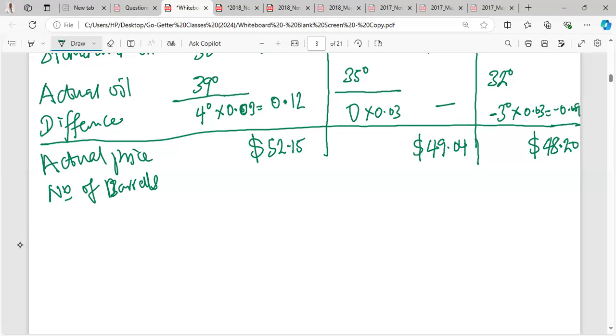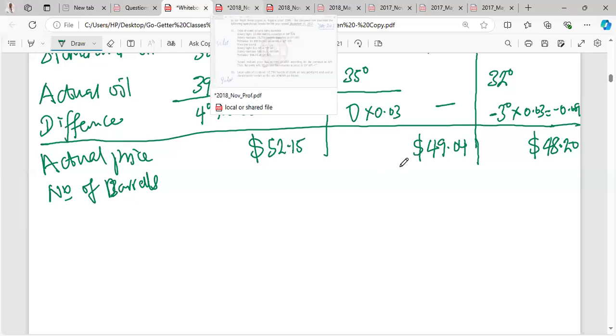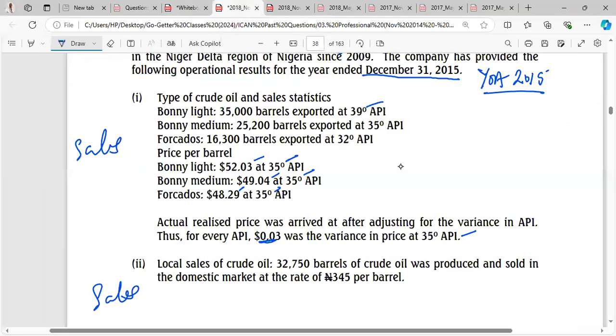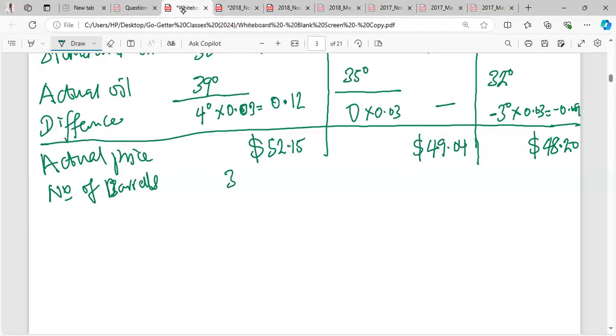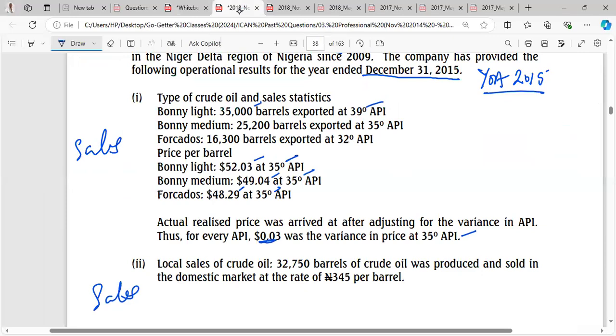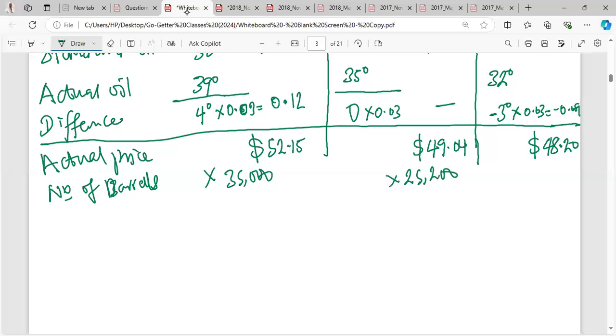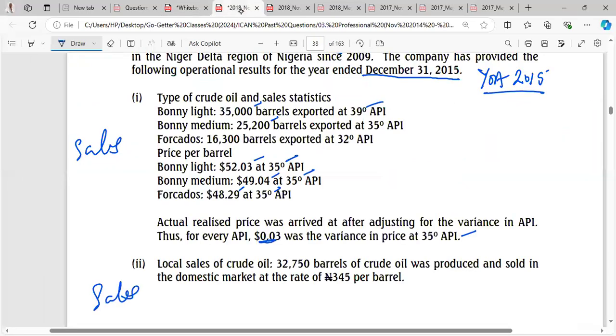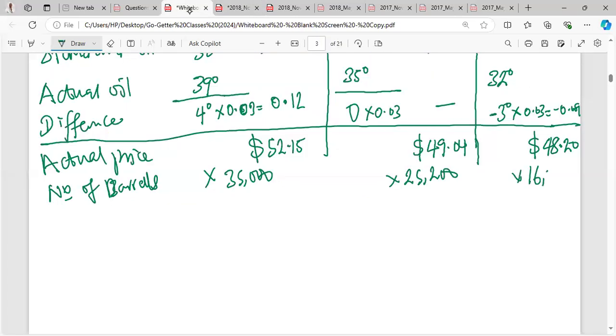So let's get the number of barrels. The number of barrels here, the first one is 35,000 barrels. So we'll put 35,000. The second one is 25,200. So we are multiplying. Then the next one will be 16,300. But that's not all.